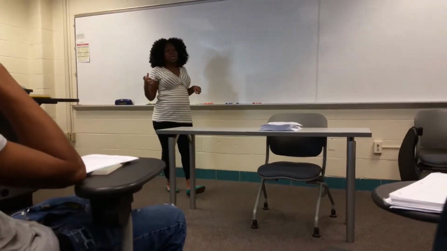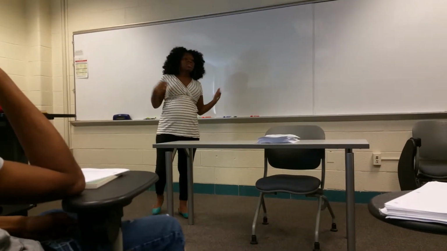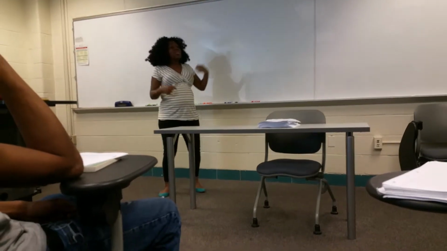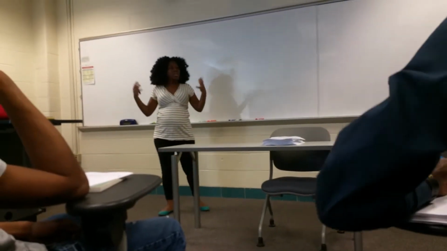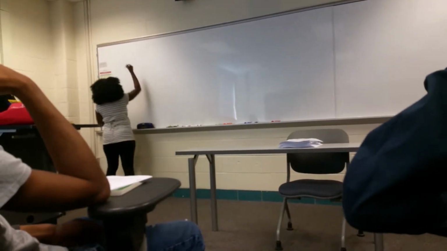Definition of a noun, which is what? A noun is a person, place, thing, or idea. Felicia, that's a noun because it's a person. School, that's a noun because it's a place. You know, y'all get it, okay? So a noun is a person, a place, a thing, or idea.